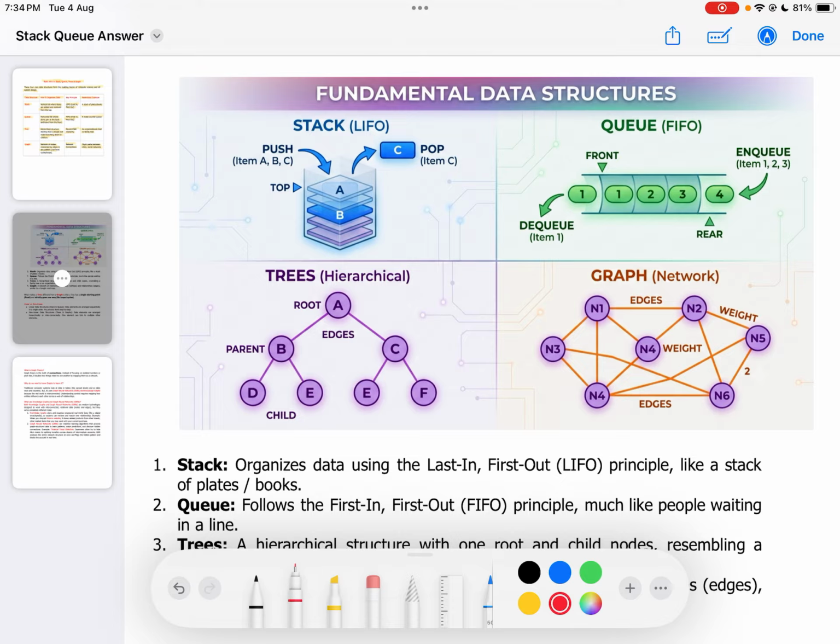First one is stack. In a stack you put items like this, and the last item is what you take out first. Last in, first out. When you arrange books and you have to take one, you go by this. Second one is queue. That is first in, first out. You enter like this and come out like this. This is enqueue, dequeue. First in, first out is the principle in this.